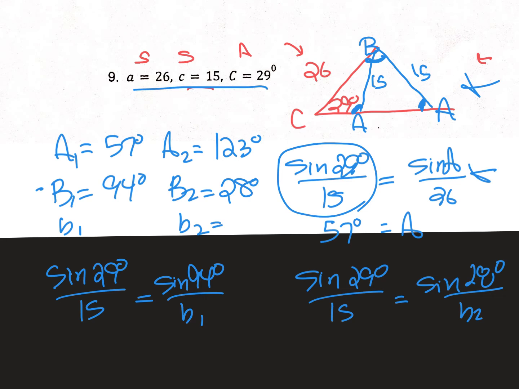Okay, I'm going to punch those in real quick. 15 times sine 94, enter, divided by sine 29, and I'm getting 30.9 for this one. And I'm going to do the same thing for my B2. 15 times sine 28, enter, divided by sine 29, and I'm getting 14.5. And there you go, guys. There it is. Hope that helps some.